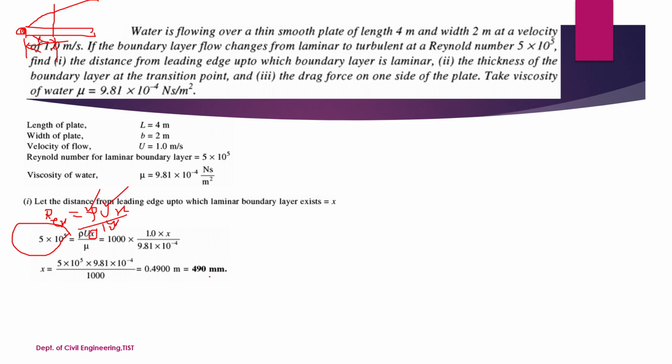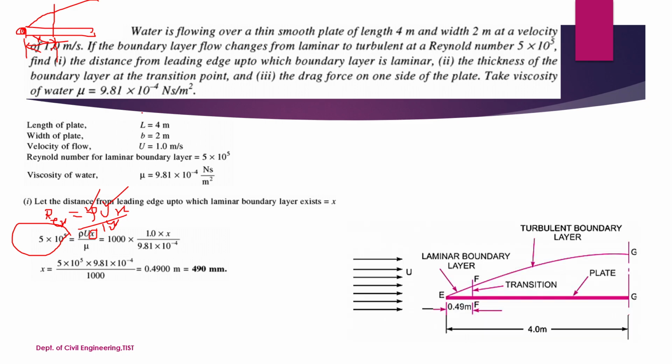So at a distance 490 mm from the leading edge, you have the transition point. So before that transition point, the boundary layer is laminar. Beyond that point, it is turbulent. So here you have the figure. We got the value as 490 mm, that is 0.49. So at F, you have the transition point. From E to F, the distance is 0.49, and beyond that, you have turbulent boundary layer. So first part of the question is over.